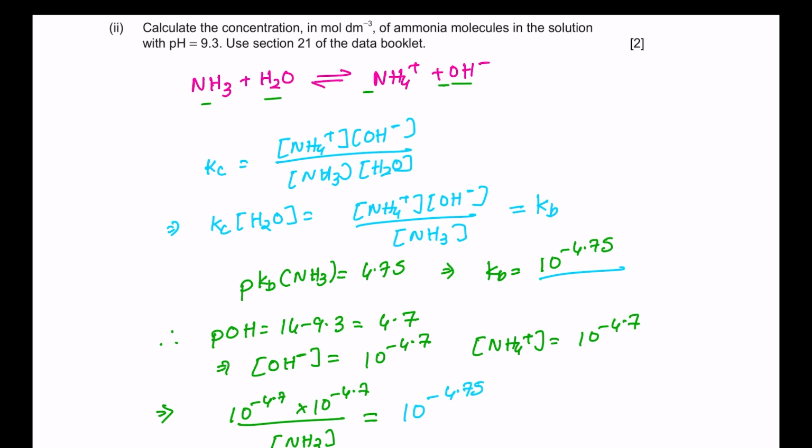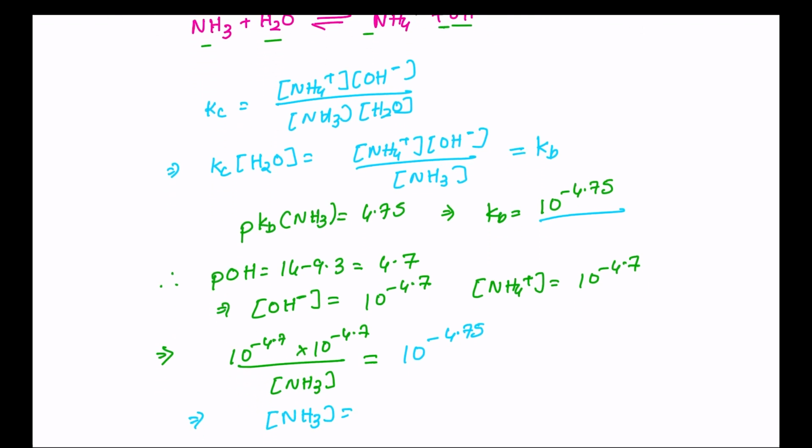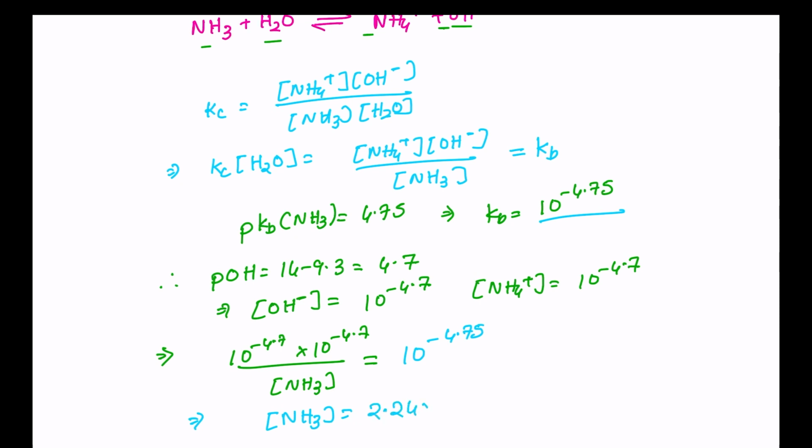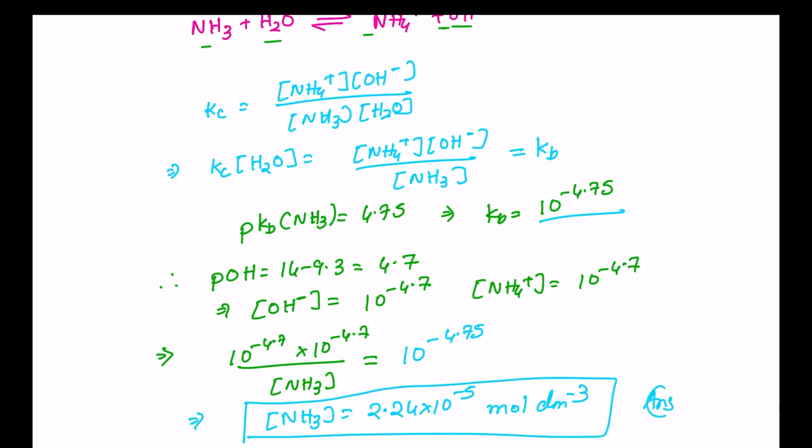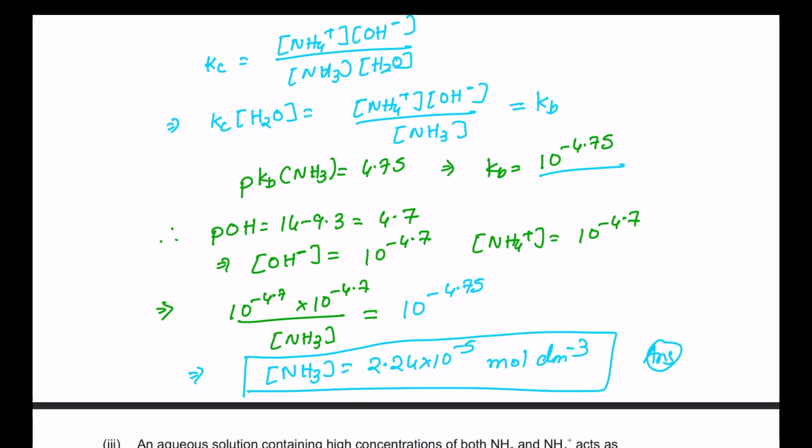Now if I simplify, we will get the concentration of NH3. Upon simplification, you'll find that the concentration of NH3 is 2.24 times 10 to the power minus 5 mole per dm³. And this will be the answer to this question.